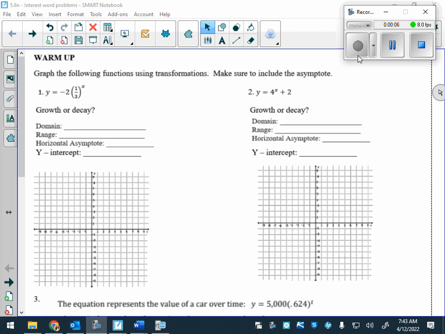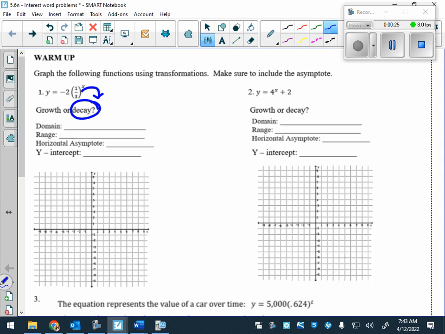So the first one, we have negative 2 times negative 1/3 to the x. Finn, do we have growth or decay? All right, we have decay, because we have 1/3.